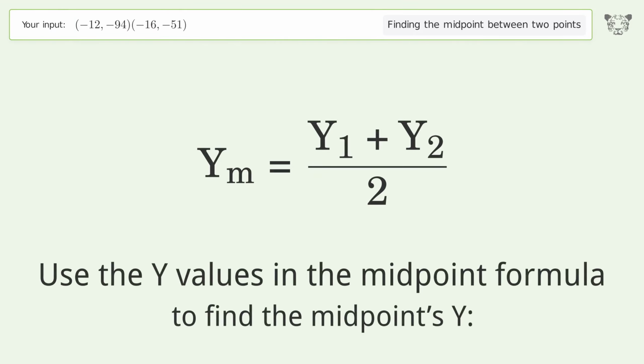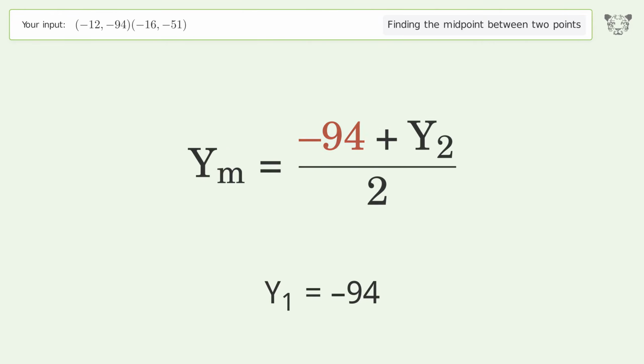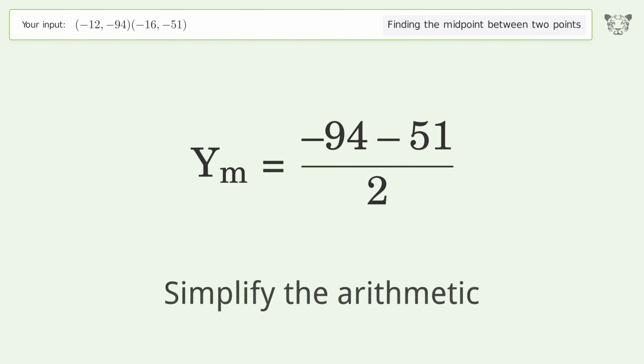Use the y values in the midpoint formula to find the midpoints y. y1 equals -94. y2 equals -51. Simplify the arithmetic.